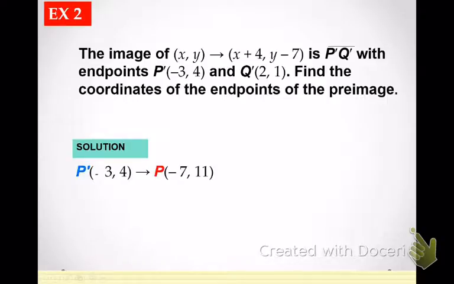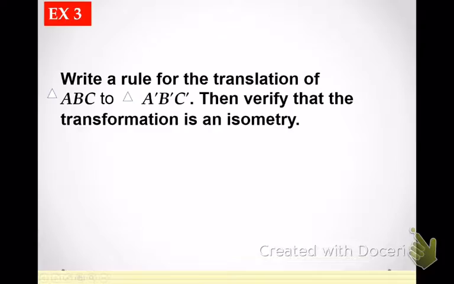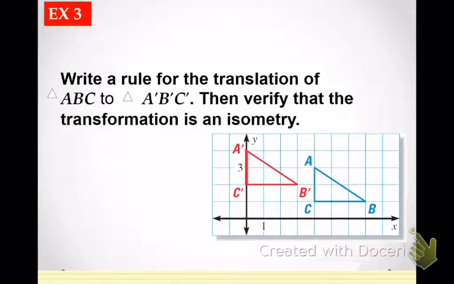So there's our solution. Write a rule for the translation of triangle ABC to triangle A prime, B prime, C prime, then verify that it's an isometry. Okay, so here is the graph. We have to come up with the rule. So we've got xy is going to go to what?